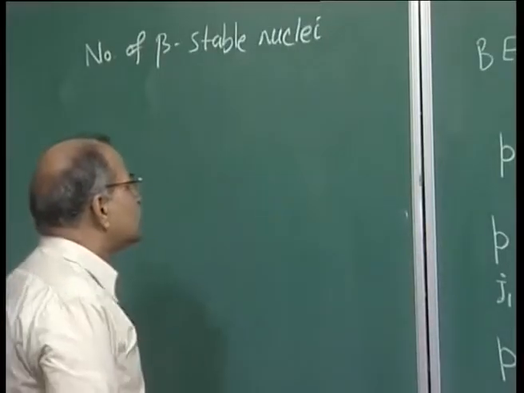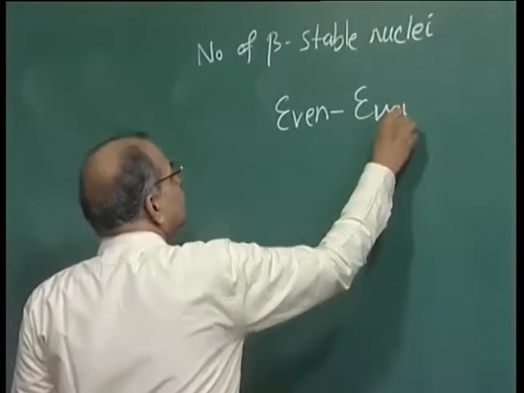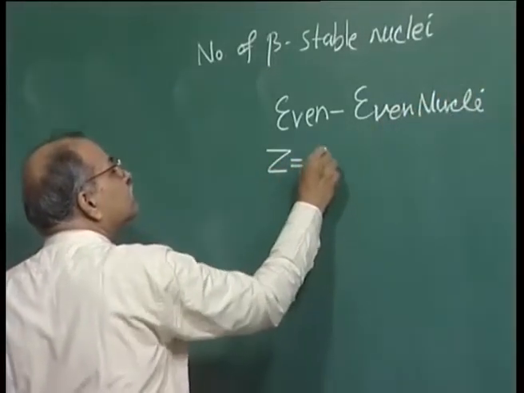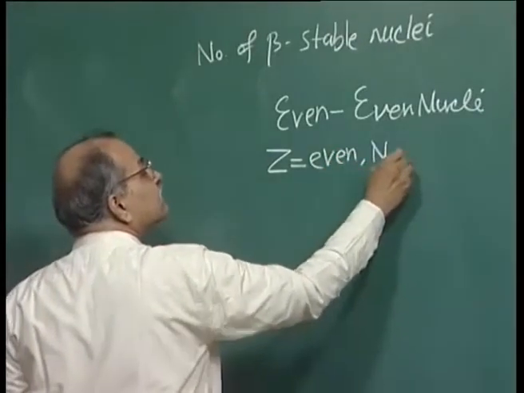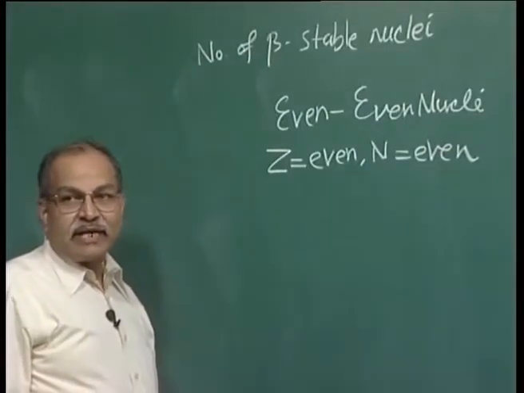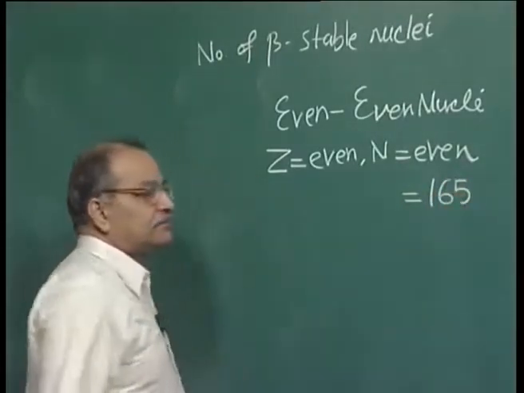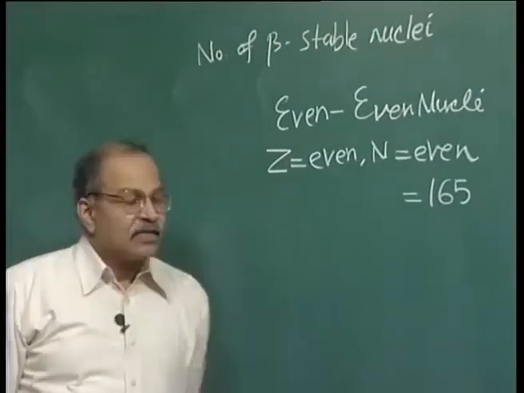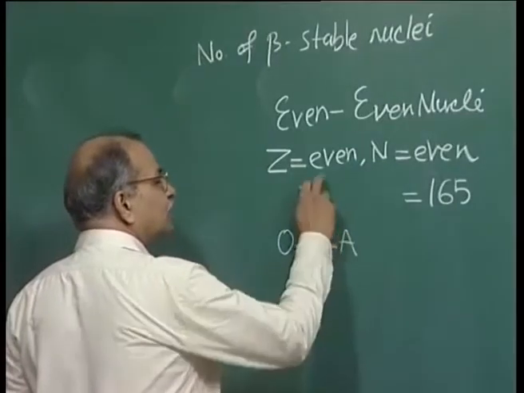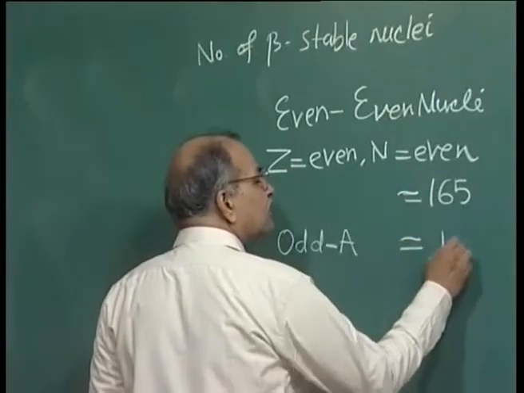If you look at those numbers, the number of even nuclei, what does this mean? Z is even and N is even, they are called even nuclei. That number is somewhere around 165. And odd A, where one of the two is odd, that number is around 105.